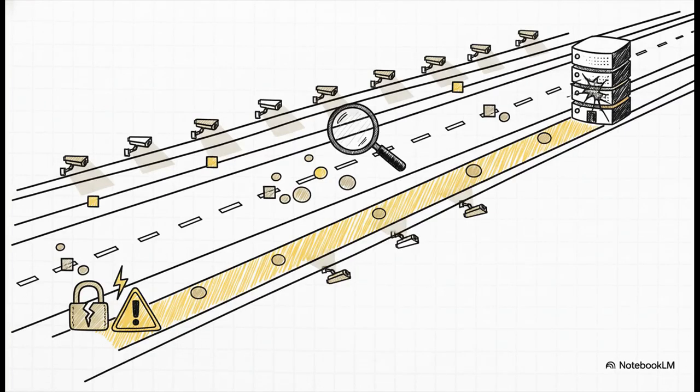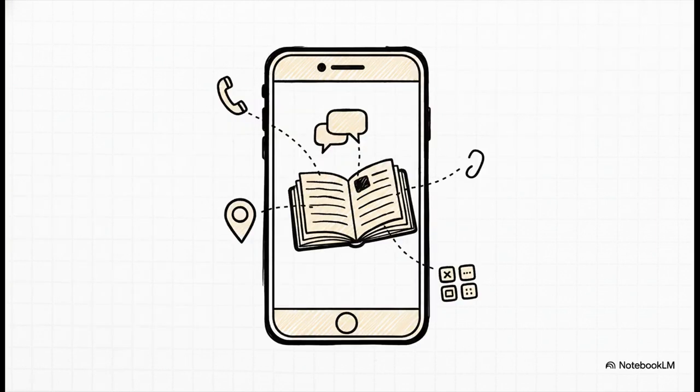Now, if the computer is the crime scene, then the network is the entire highway system leading to it. Network forensics is like reviewing all the security camera footage from that highway. Analysts pore over traffic logs to trace an intruder's exact path, figuring out the digital door they used to sneak in. And, of course, then there's the device that's with us 24/7.